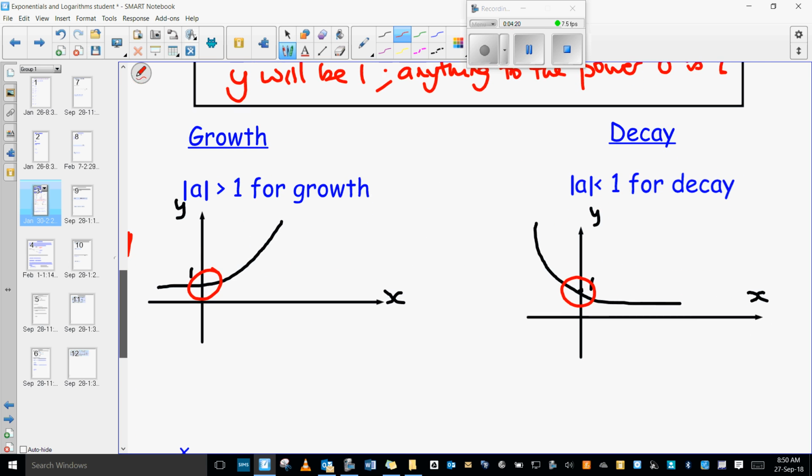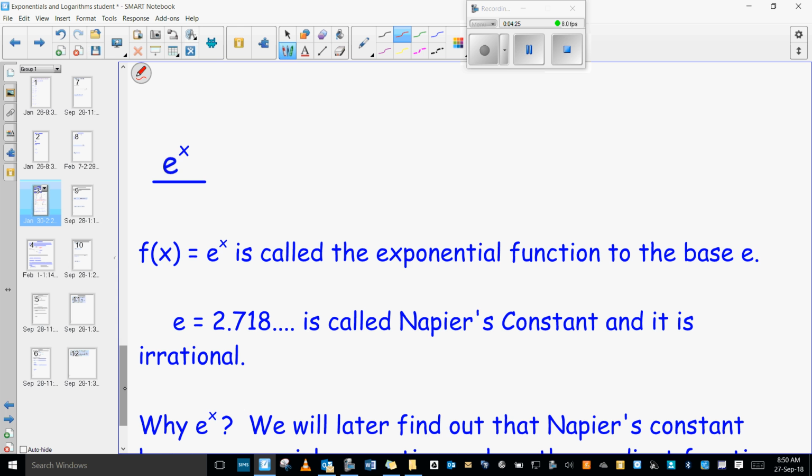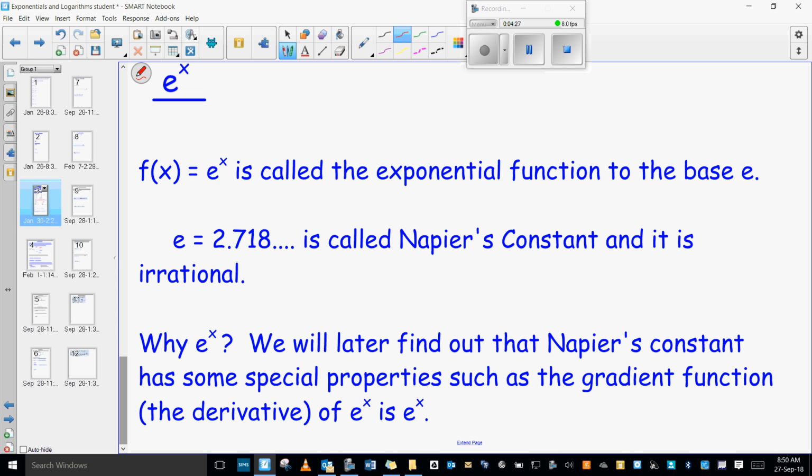What else have I got here on this little thing? Now e, have we ever heard of this value e before? CIE people may have done. Okay, e is a special number. e is called Napier's constant. You don't need to learn the value of it. You don't need to know the name of it. You just need to know that it's a special number, in a similar way that pi is a special number.